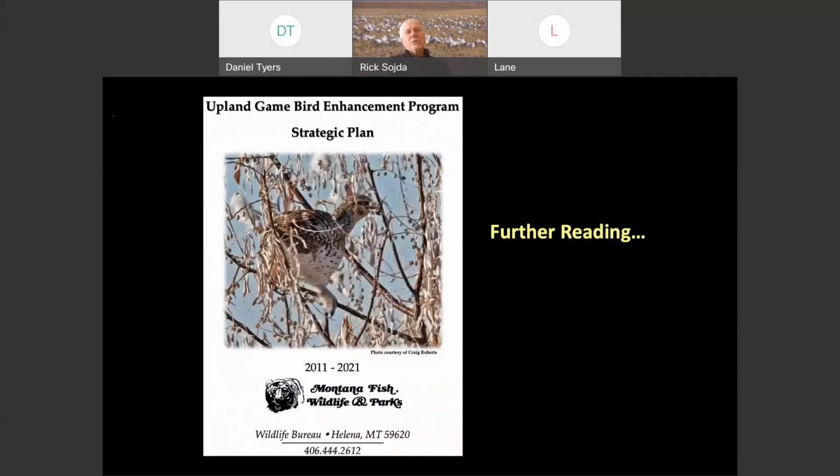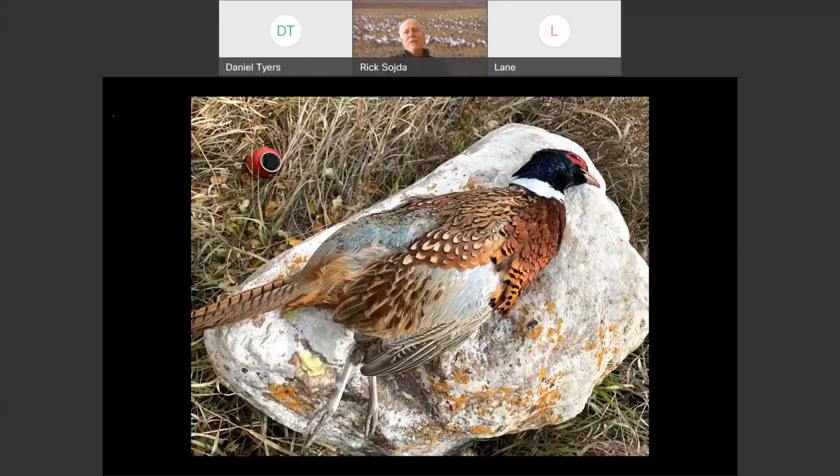For further reading, I also recommend you take a look at the Upland Game Bird Enhancement Program Strategic Plan. It's got great information in it, and you can learn an awful lot by taking a look at that. It's available online at the Fish, Wildlife, and Parks site. That's what I have to talk about in general about concepts for game birds and their habitat.